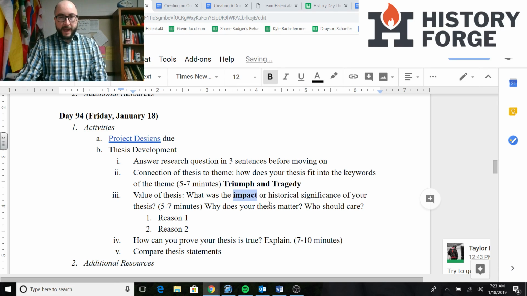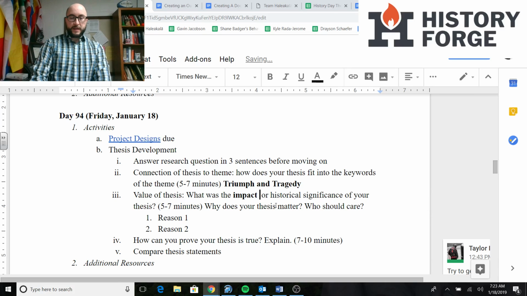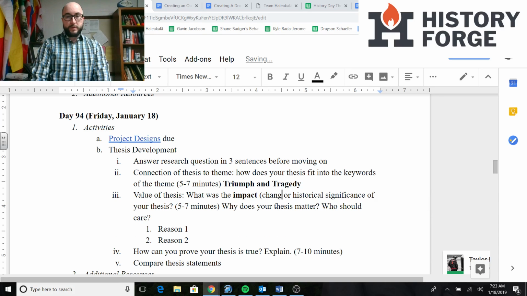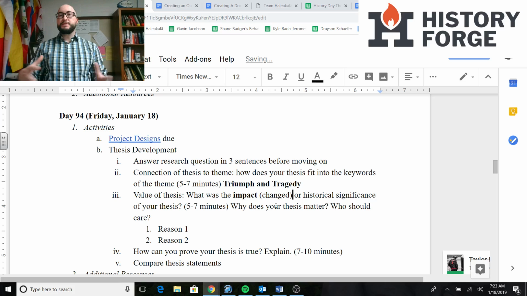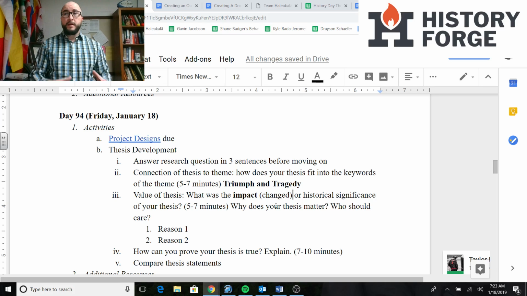Let's really think about those two words. What was the impact? So impact means what changed? Okay. So what changed because of your topic? Did something happen because of what you're studying? I know I have students who are doing agriculture. Is there something that happened because of that agricultural movement that changed America or the history for the good?